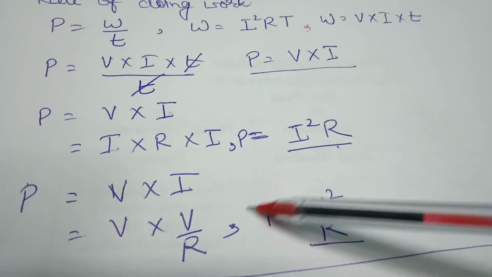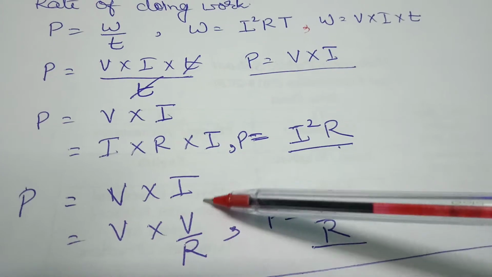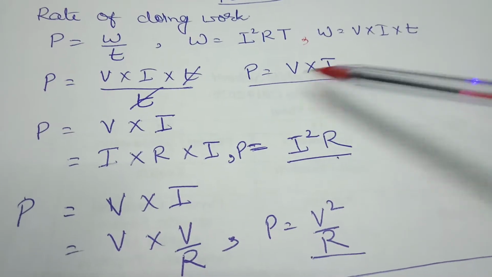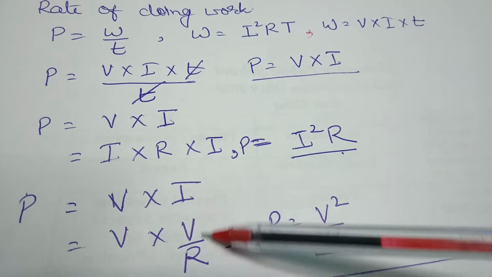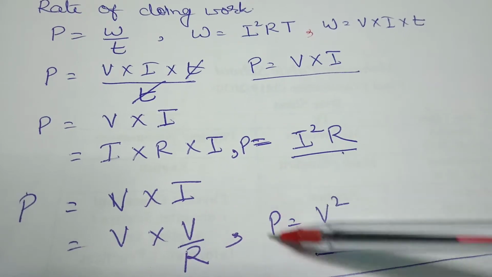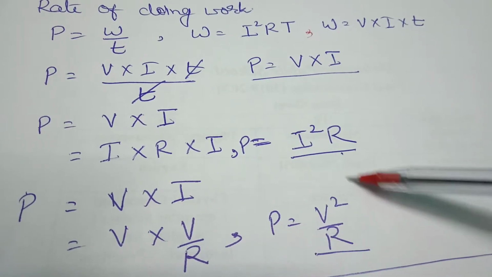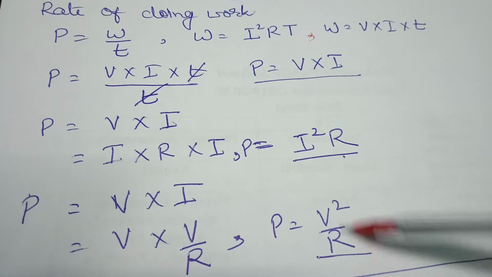And the third equation for power is P equal to V into I. Same thing, we take from here, and I is equal to V upon R. When we take I as V upon R, then we write P equal to V square upon R. So here we can see we have three power formulas.